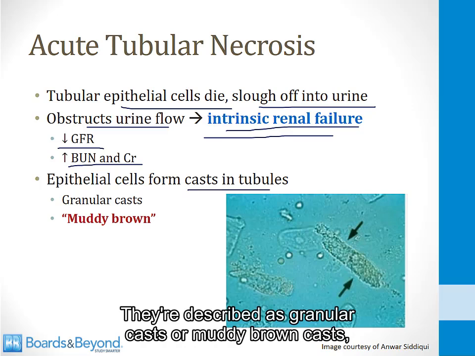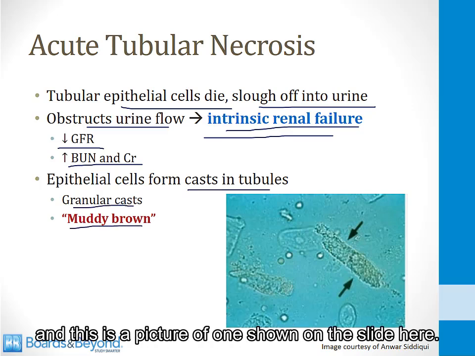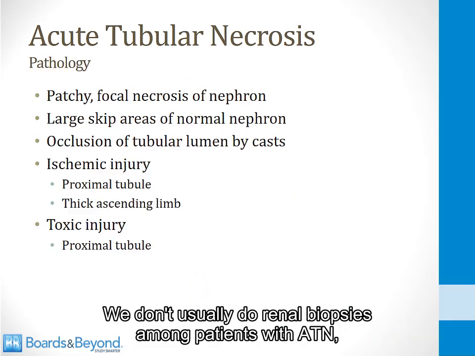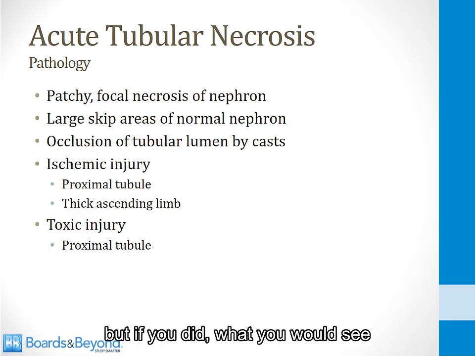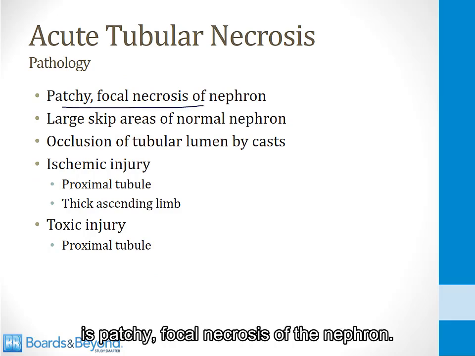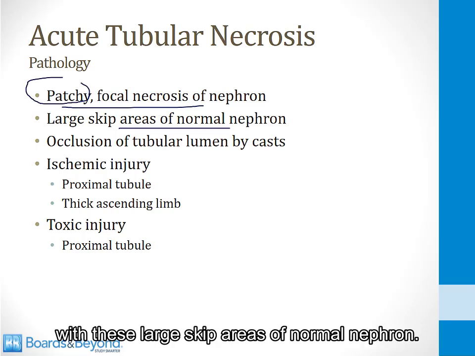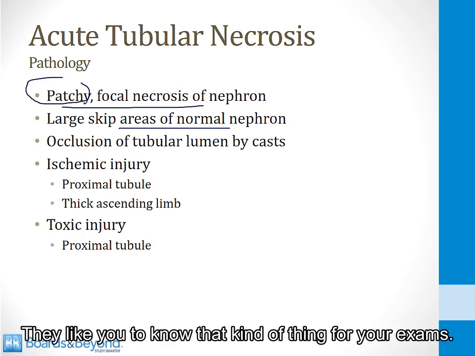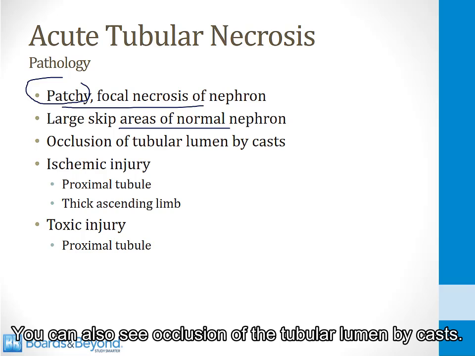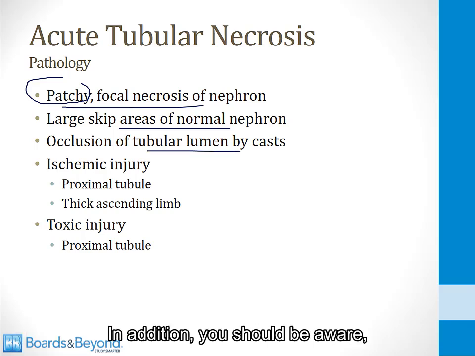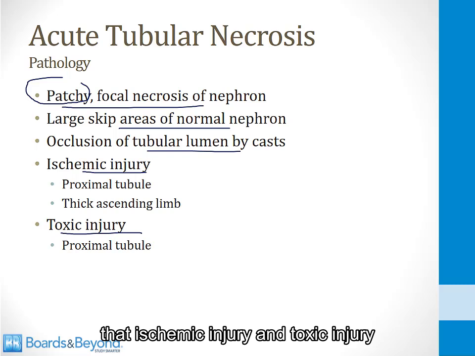They're described as granular casts or muddy brown casts, and this is a picture of one shown on the slide here. We don't usually do renal biopsies among patients with ATN, but if you did, what you would see is patchy focal necrosis of the nephron, and it's important to remember that it's patchy with these large skip areas of normal nephron. They like you to know that kind of thing for your exams. You can also see occlusion of the tubular lumen by casts. In addition, you should be aware, and it's very high yield to remember this, that ischemic injury and toxic injury affect different portions of the nephron.